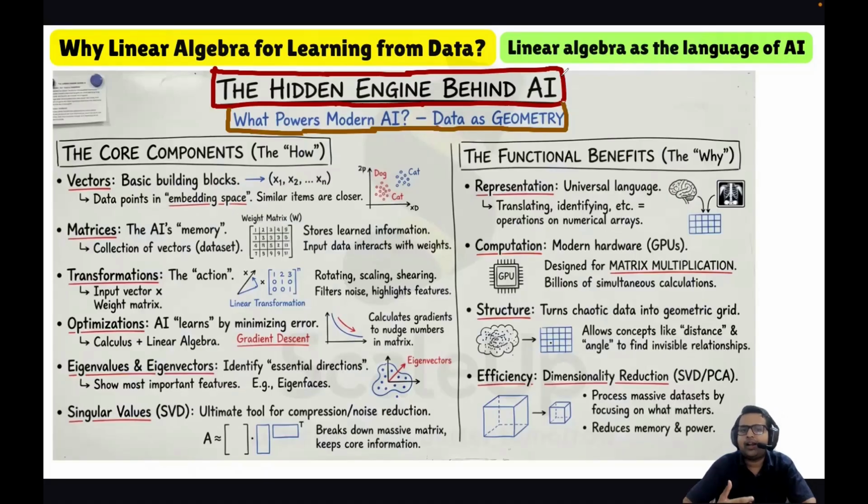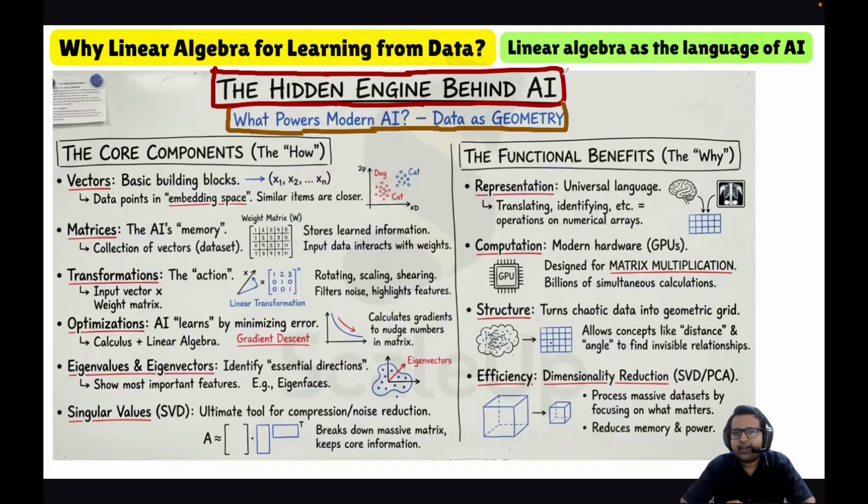Because in artificial intelligence, we try to find patterns in the data. And if we are trying to find patterns in the data, we are treating the data as geometry and not as text or images. So in the world of AI, we treat data as geometry to identify patterns in it. That is the core philosophy behind modern AI: finding patterns in the data.